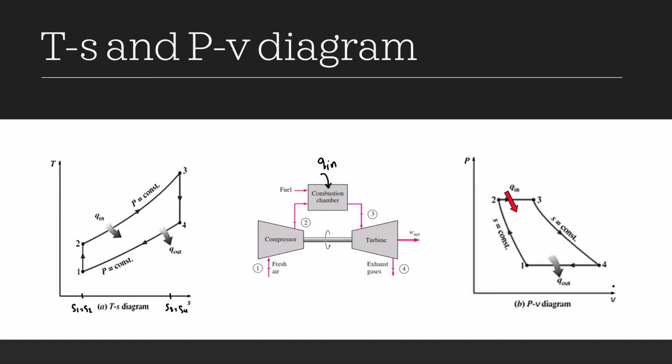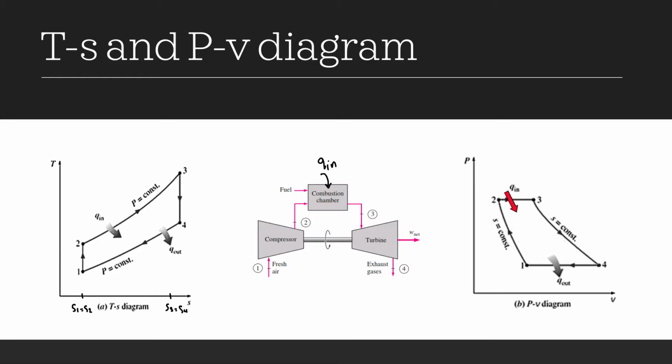This is the PV diagram. Okay, from the PV diagram, we can see this is isentropic compression in the compressor. What happened is the pressure increased from state 1 to state 2. 2 to 3 is in the combustion chamber, and this is heat addition at constant pressure. 3 to 4 is isentropic expansion, where we can see here that the pressure is decreased from P3 to P4.